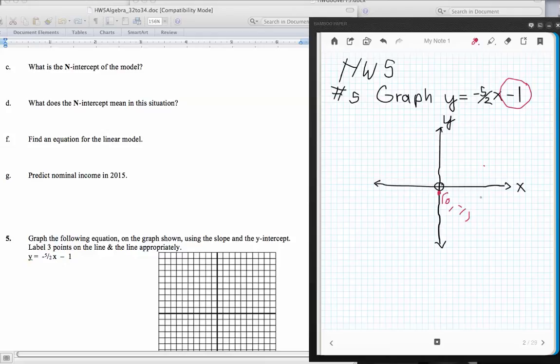So there we go. And then I'm going to use my slope, my rise of 5, and my run of 2. And one of them is going to be negative and one of them is going to be positive. And remember, I like to use both positive and negative. So I'm going to go up 1, 2, 3, 4, 5, and then I'm going to go back 1 and 2.